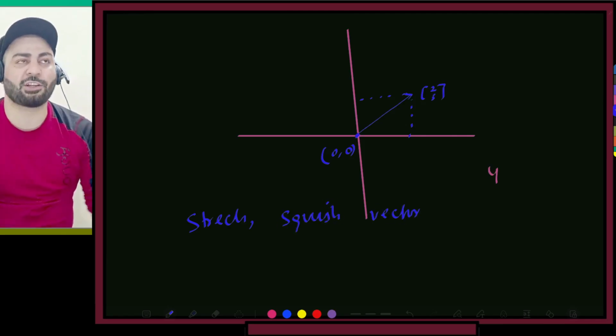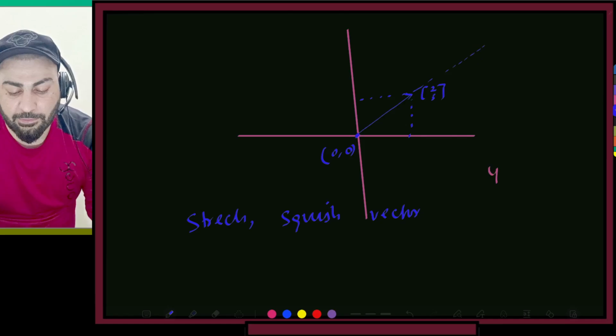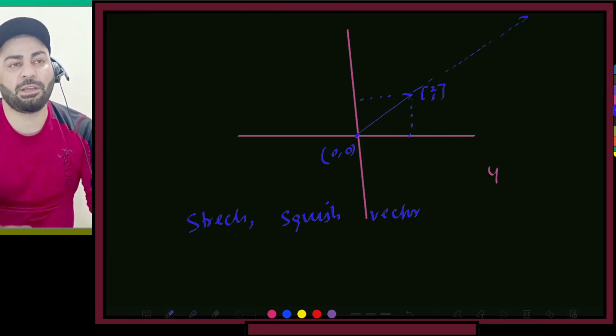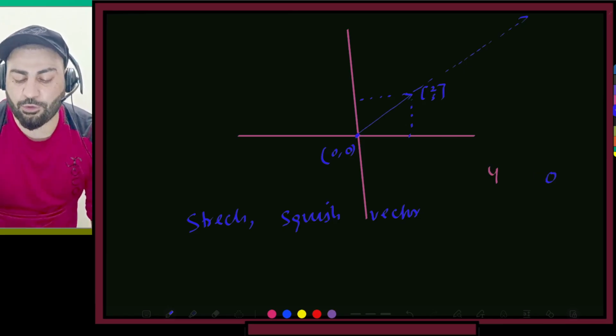So what I mean by stretching or squishing: if it's a positive number, what will happen is I'll probably double or triple it. Here I'll make it 4 times. This vector will become 4 times. If this vector is represented on the screen, it will be stretched. Or if I have, let's suppose, a number which is 0, it will get squished.